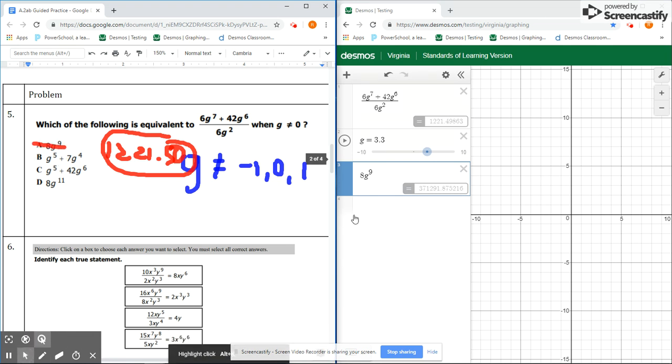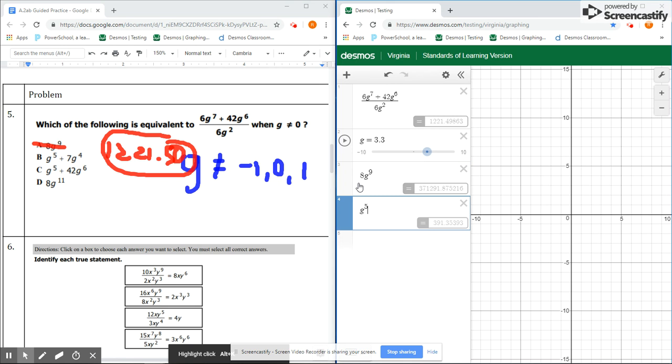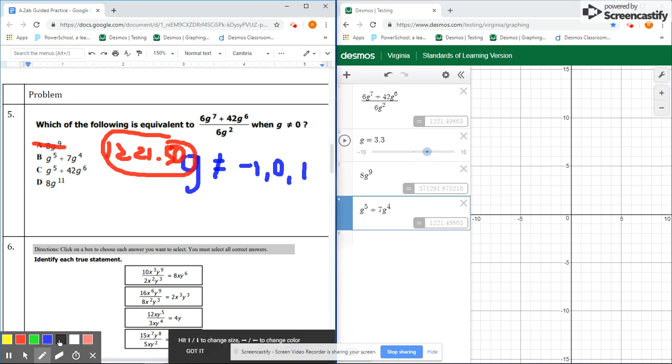All right, let's try B. g to the 5th plus 7g to the 4th. That is 1221.49. That's what we got. So we believe that this is the answer, but let's go ahead and double check all of them.